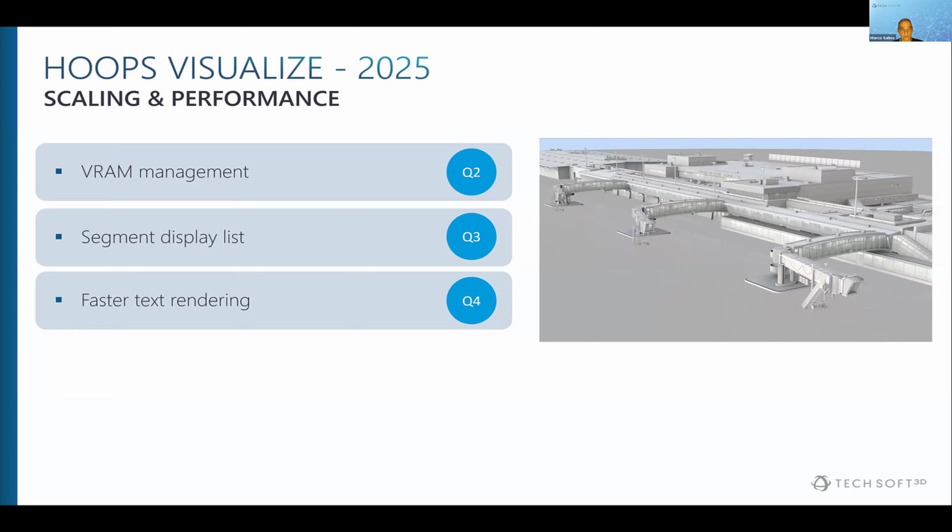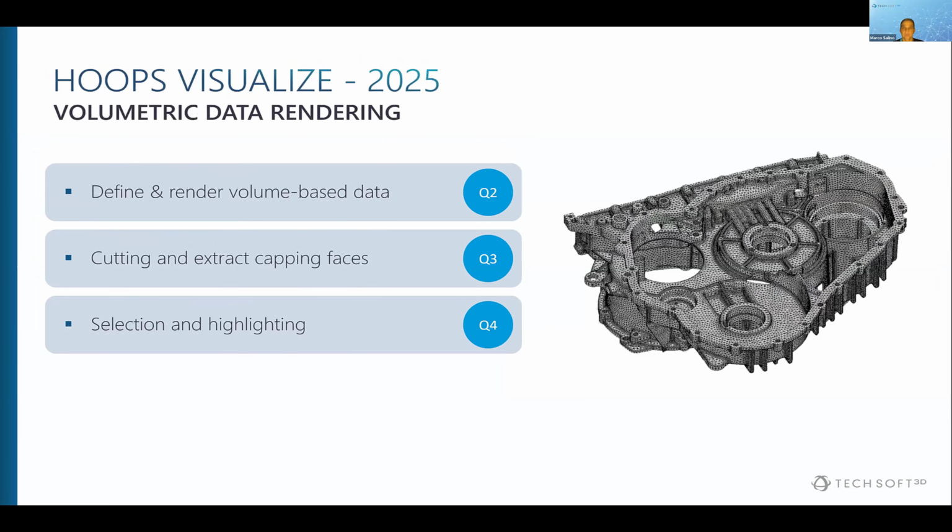We're going to improve the performance of our segment display list. We think there is room for improvement there too. And in addition to that, we will look at how we can improve or render faster the text in several conditions and use cases. Thank you, Gabe.